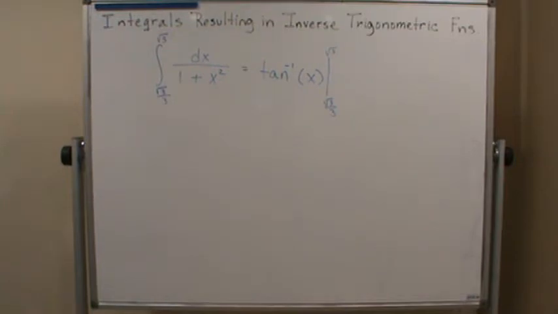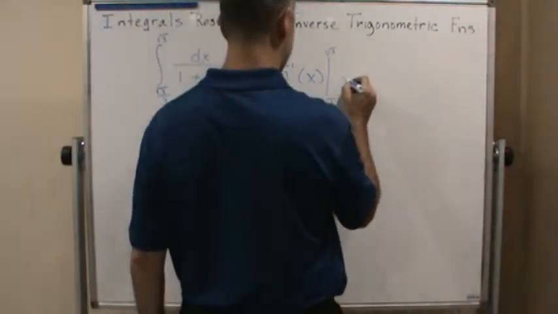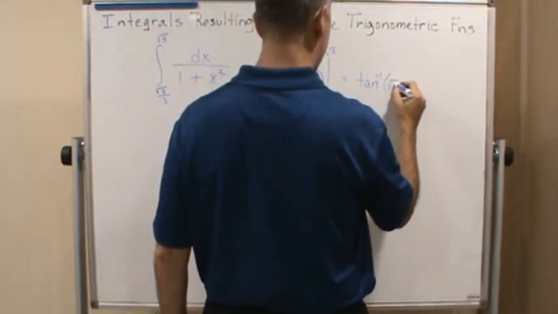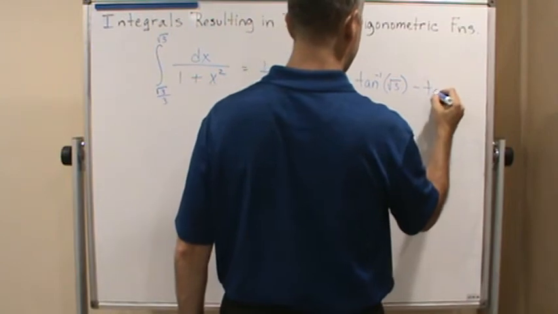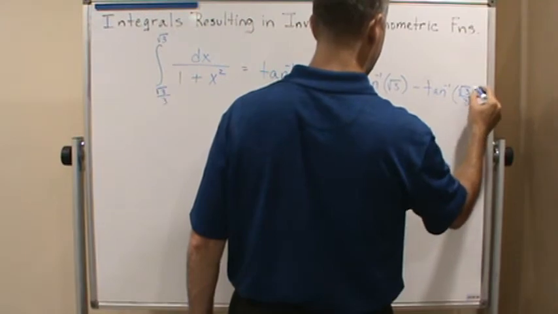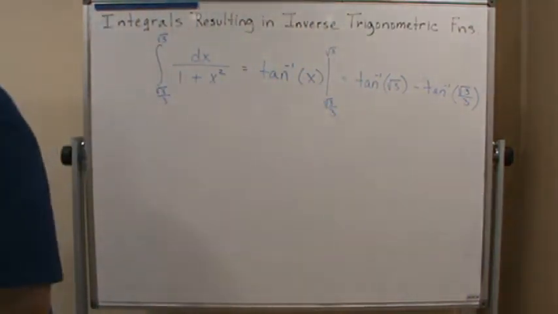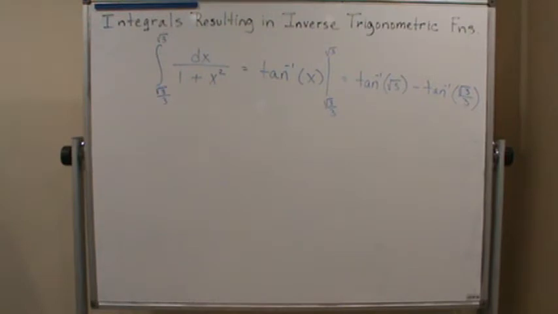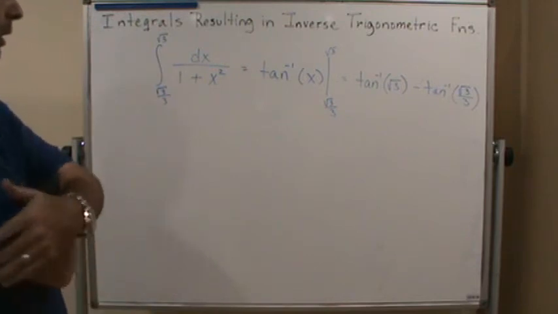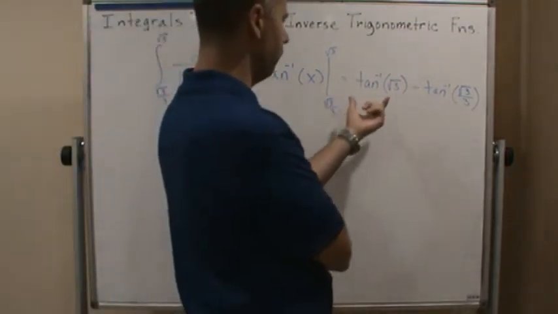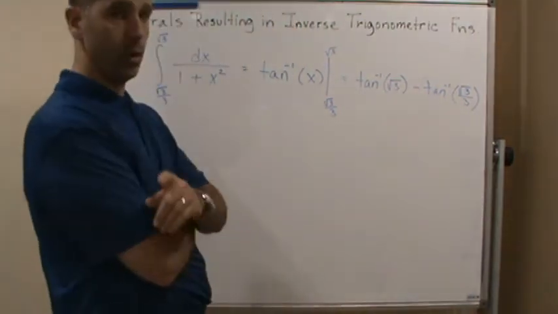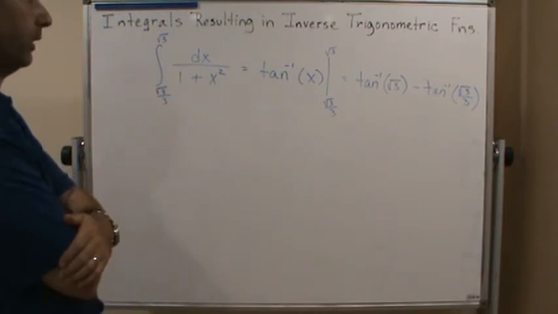Okay, and so let's write this out. This is going to be tangent inverse of the square root of 3 minus tangent inverse of the square root of 3 over 3. And again, this is where the unit circle comes in, and this is stuff that I'm assuming you already know. So what angle has a tangent that's equal to the square root of 3, or the square root of 3 over 1, if you want to look at it that way?